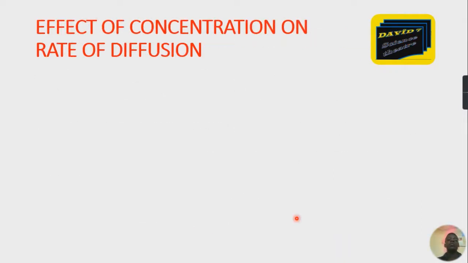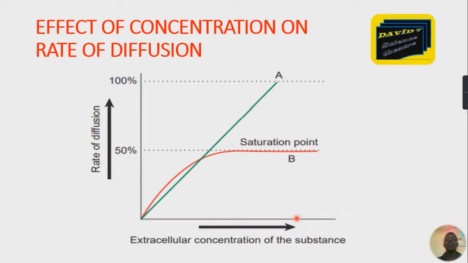Let's continue. Let's talk about the effect of concentration on diffusion. Just as you can see, this is what I was talking about. If you increase the concentration gradient, or for example, let me talk about the extracellular concentration of the substance, this is the same as increasing the concentration gradient of the substance. As we make it wider or larger, the simple diffusion, which is A, will increase, and it can't be limited by any other factor.